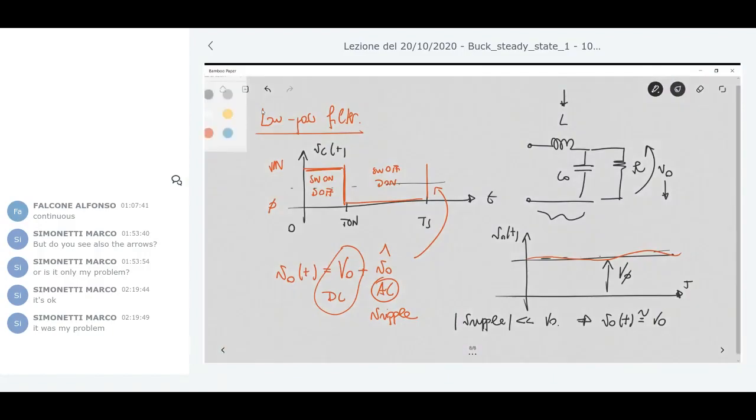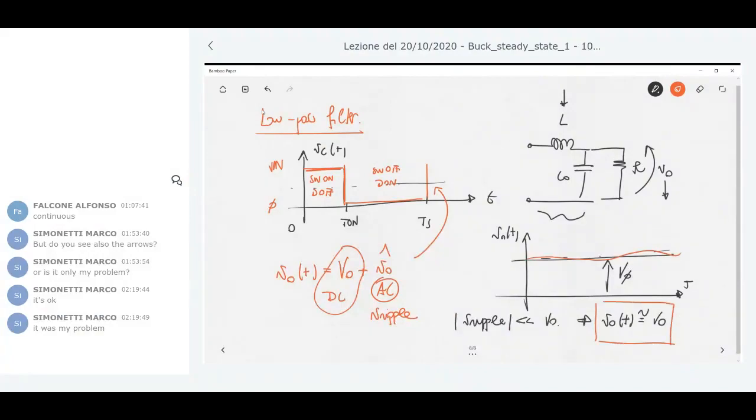This is a very important approximation that I can have in all the analysis for, say, power converters. It's called the small ripple approximation. So my hypothesis is that this variation here is very small with respect to the DC component. This is called the small ripple approximation. Of course, this is an approximation.